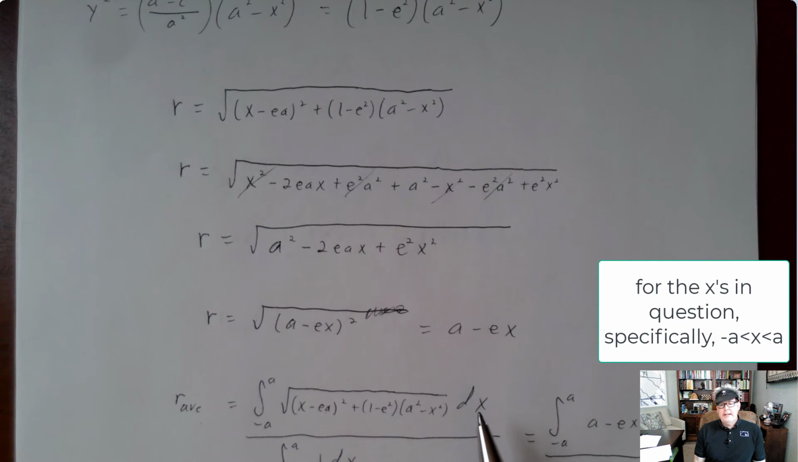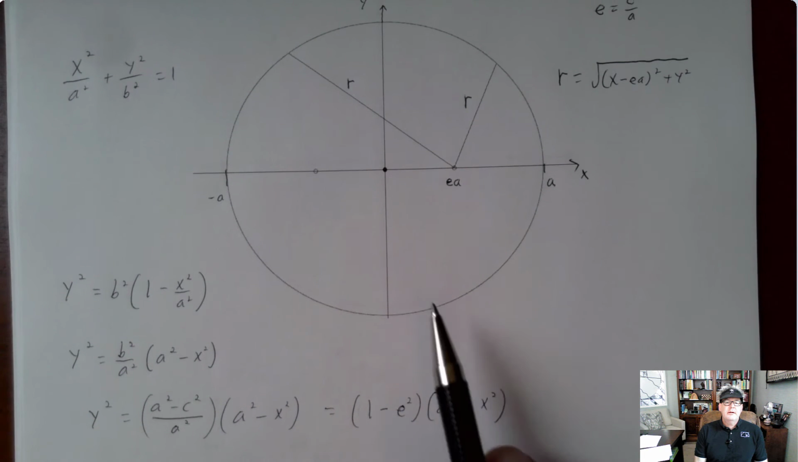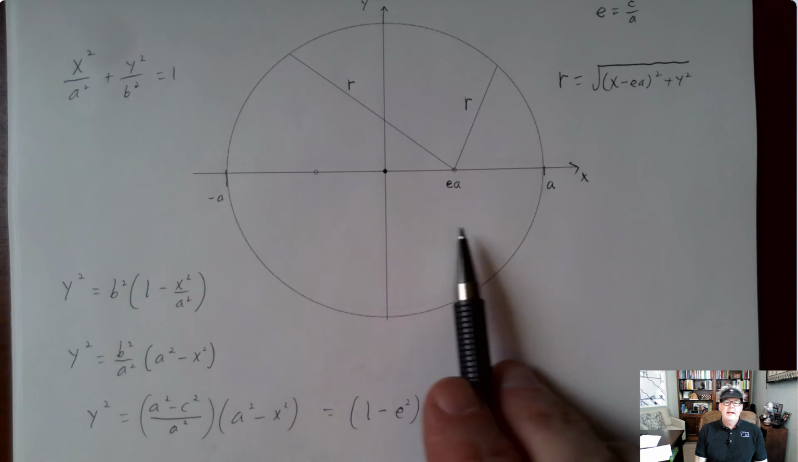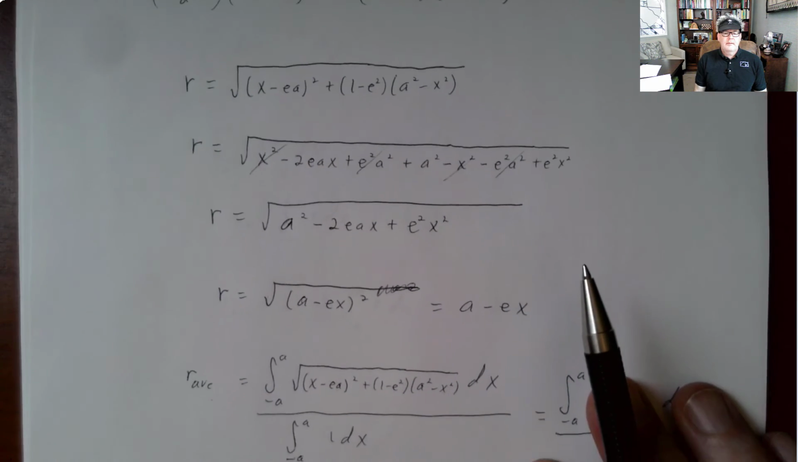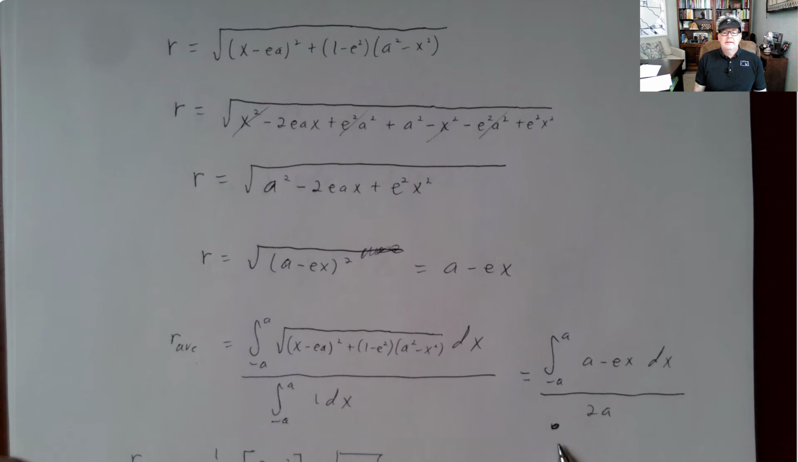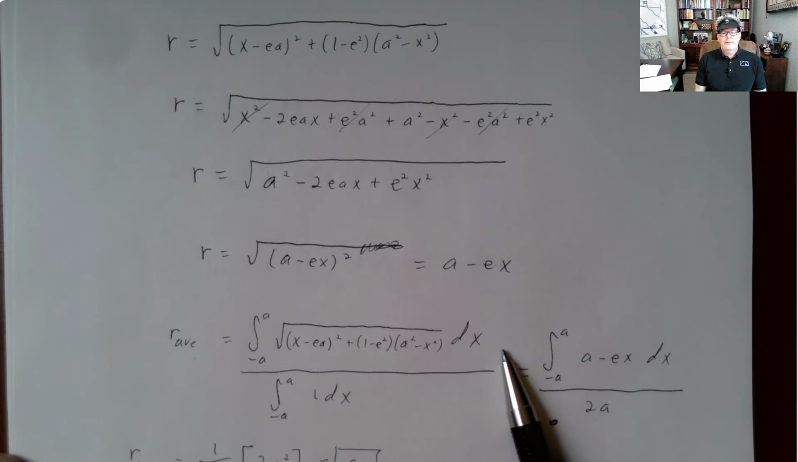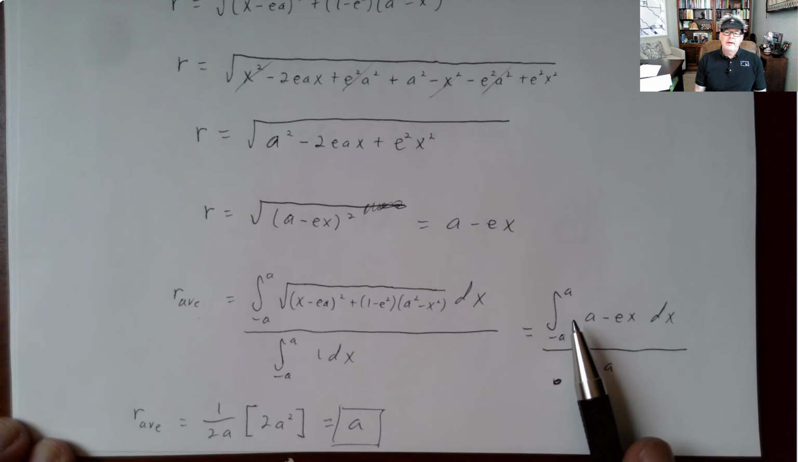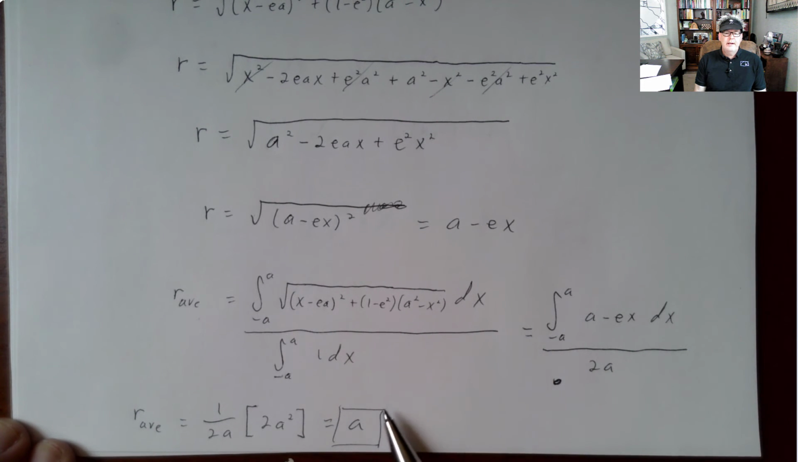If the ellipse is centered at the origin, the center's on the origin, then we're going to go negative a to a. So we'd have to integrate that from negative a to a. And this square root we saw simplified to this. And again, a times the length of the interval will be a times 2a, which will be 2a squared. The denominator is 2a.